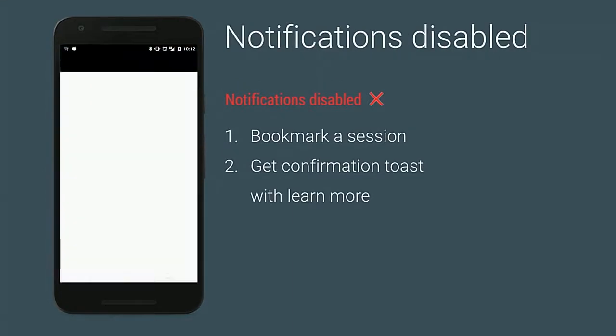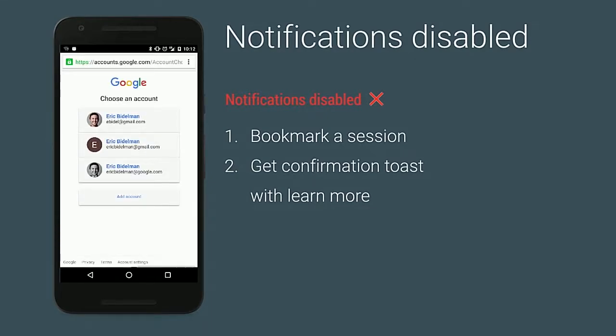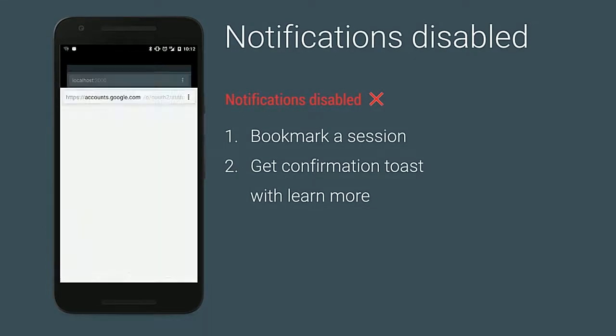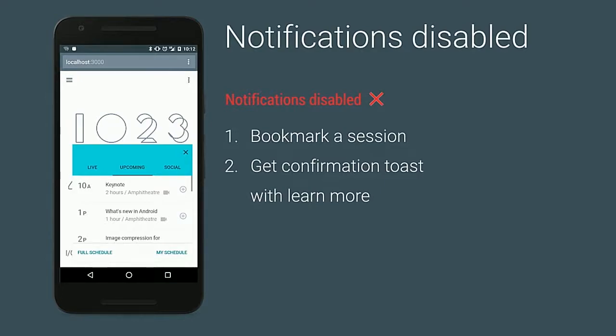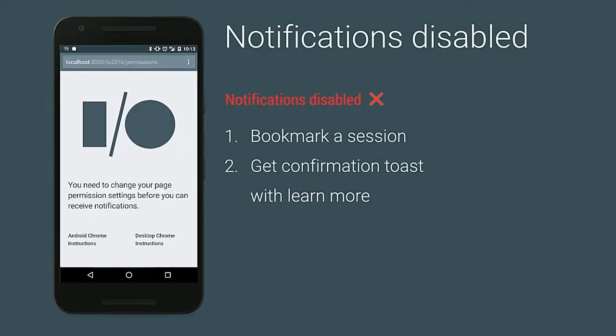The other thing we deal with is what if people don't want to be notified? If they hit that block button, they don't enable the browser permission, we can't send them notifications, but that's their choice. So in that case, they'll try to bookmark a session, they'll hit block instead of allow, and we say, hey, can you please update your notification permissions?